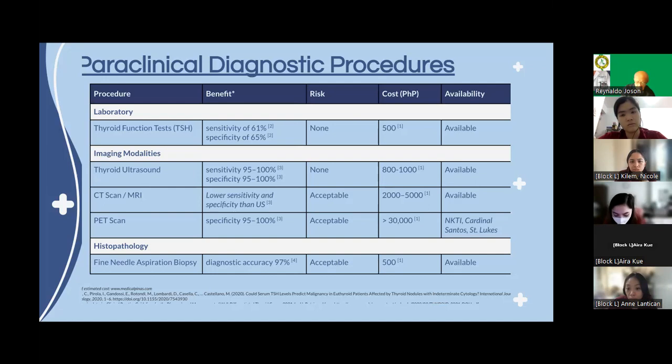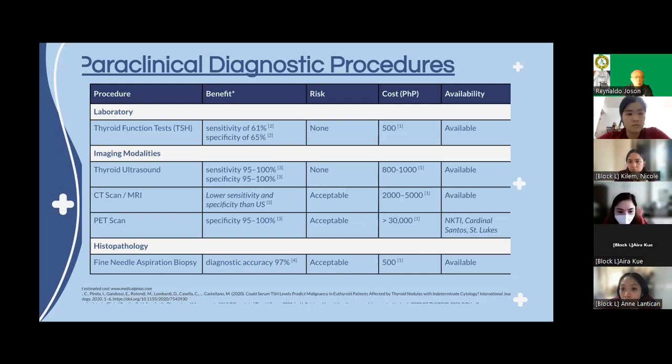But ideally, this should be the initial test, and if the result is normal or high, that's when we proceed with FNAB or biopsy. And if the result of the TSH is low, we will proceed with RAI scan. This is widely available in all hospitals and in PGH also po. And the cost is around 500 pesos po.